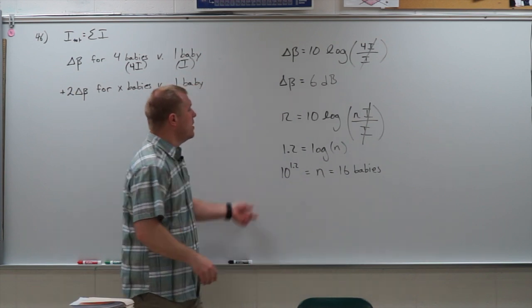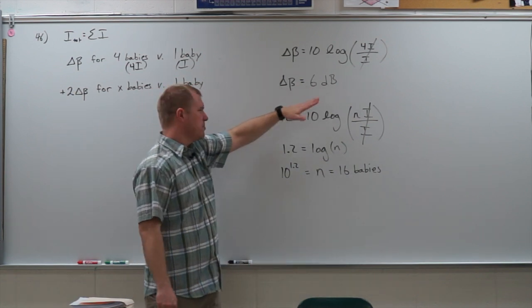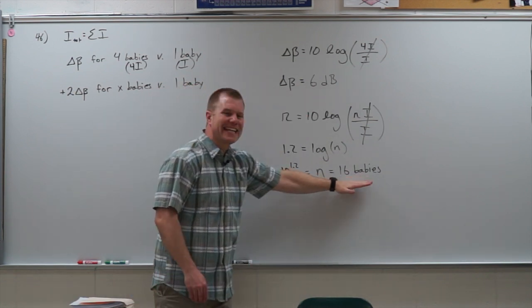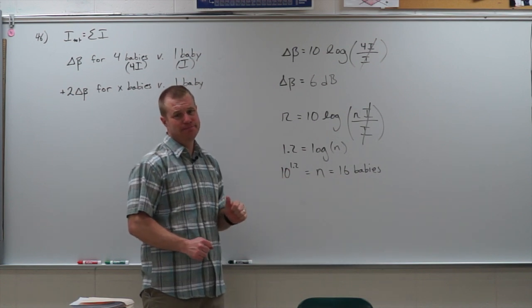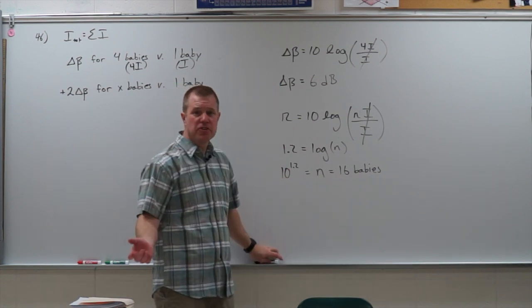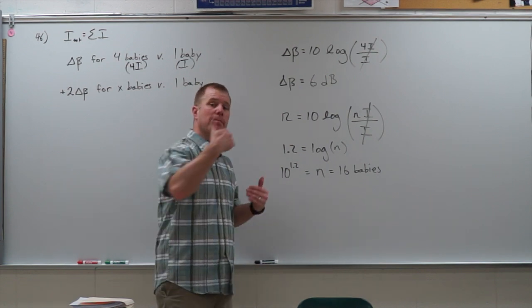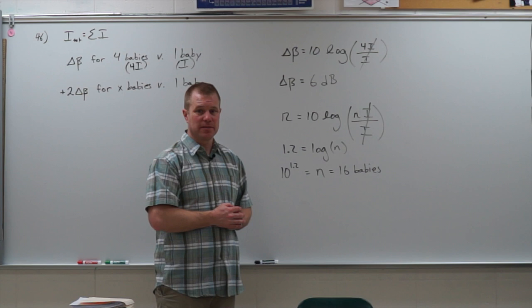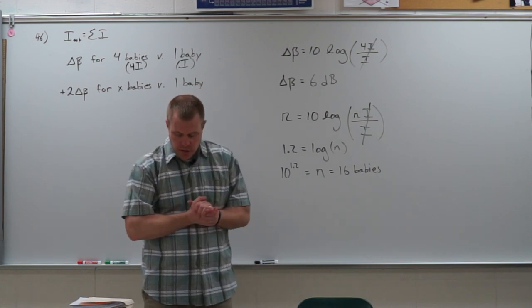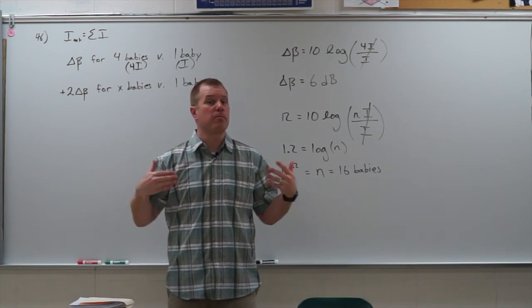So if you want to go up double that, because it was 6 and change, but I stored that number, you end up with 16 babies. So if you had 4, you need another dozen more babies to get up to that, go up again by the same number of decibels. Okay? All right, so let's set up the practice problem for you.